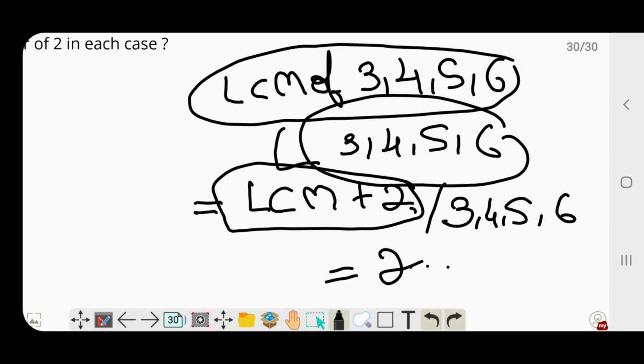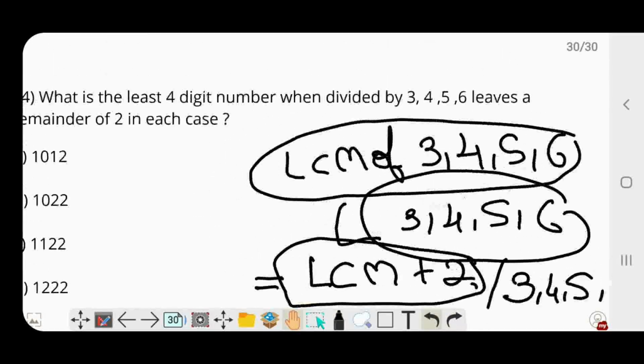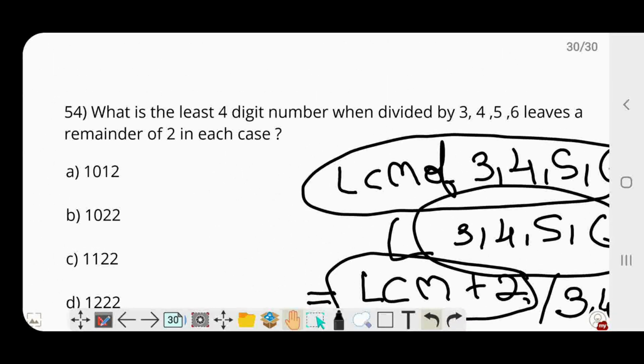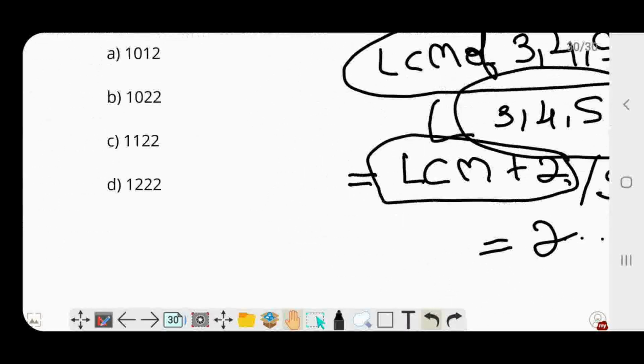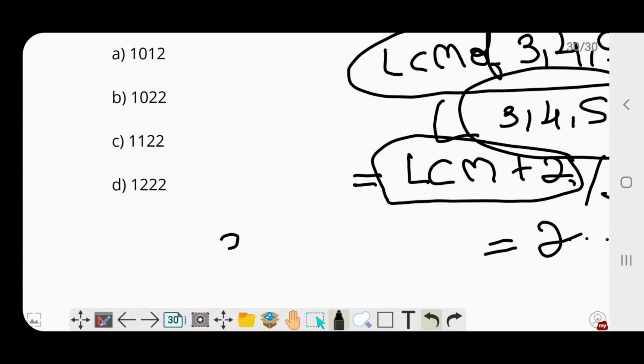but is that it? They have also put one more condition, that it has to be a least 4-digit number and not just the least common multiple. If they had given the least number, then things would have been different. They have given least 4-digit number. So let's go through the LCM first and check what its value will be. So we are finding the LCM of 3, 4, 5, 6.